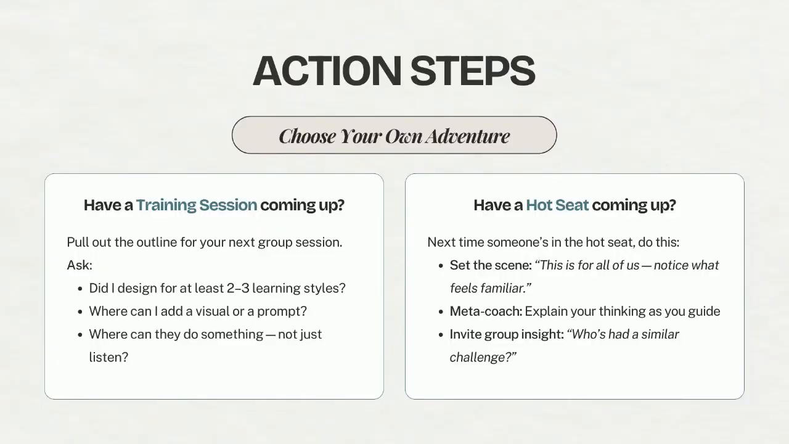Now, let's talk about how to balance it out. Grab the outline for your next module or group session, whatever it is coming up on your calendar, and ask yourself, did I design for at least 2 to 3 learning styles? Could you add a visual? Could you add a reflection prompt? Could you ask them to do something instead of just listening? Here's how you can layer in the support for all 5 styles without overwhelming your content.